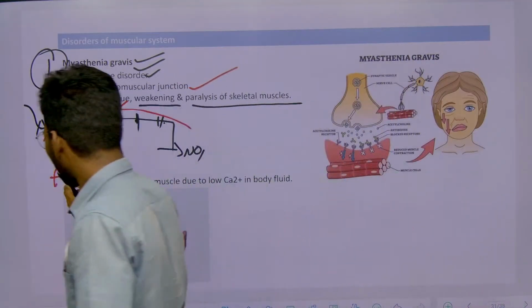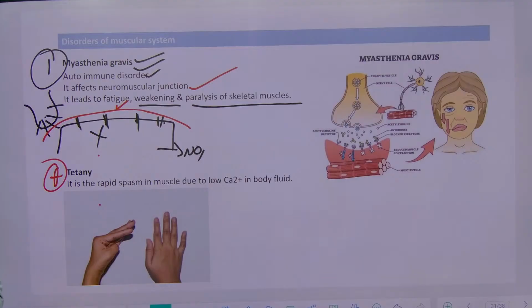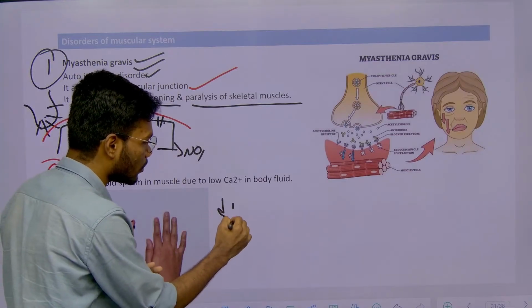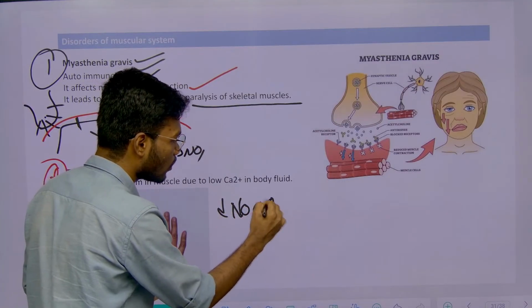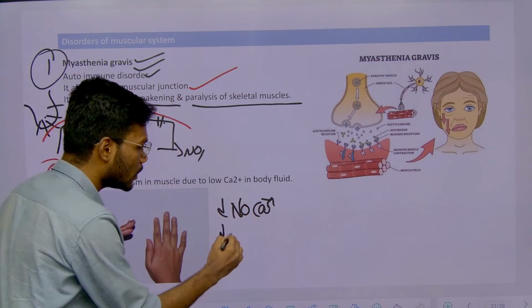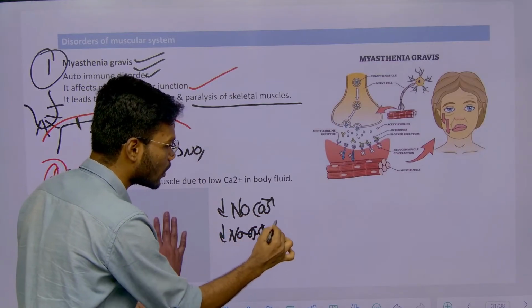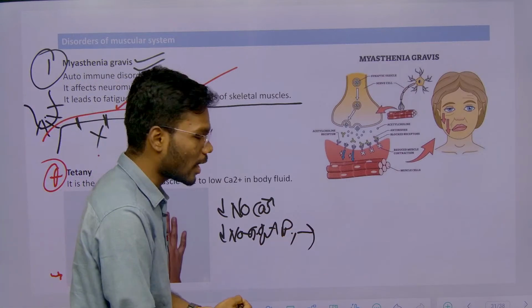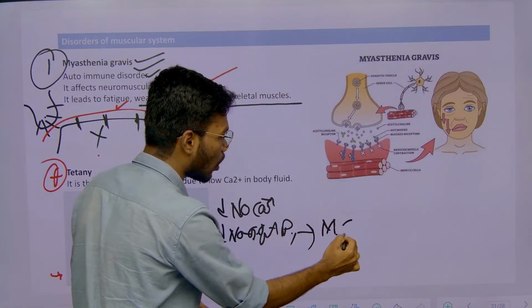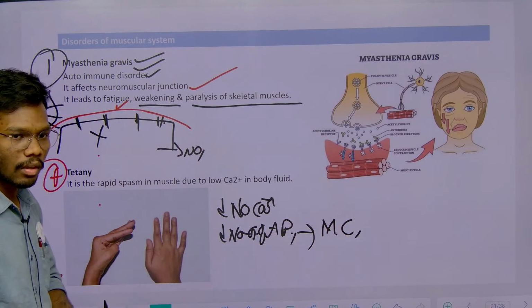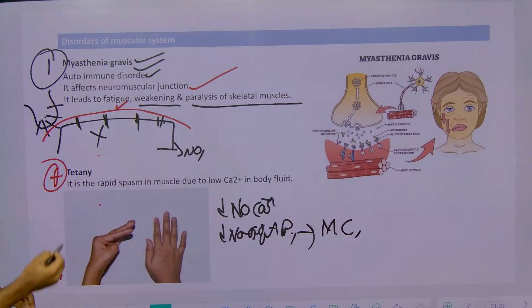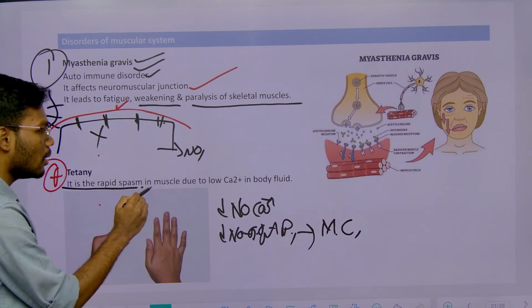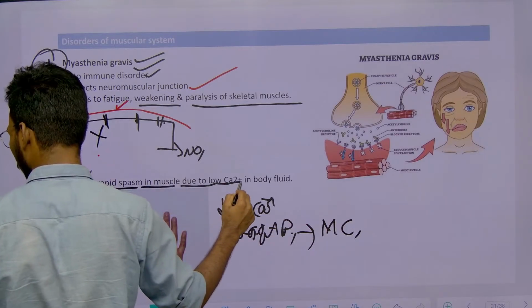And the next one is tetany. What happens when there is a low level of calcium? For example, suppose there is no calcium. Then there is no generation of action potential. When there is no action potential generation, muscle contraction will never occur, right? So that condition is called what? Tetany. It is the rapid spasms in muscles due to low concentration of calcium.